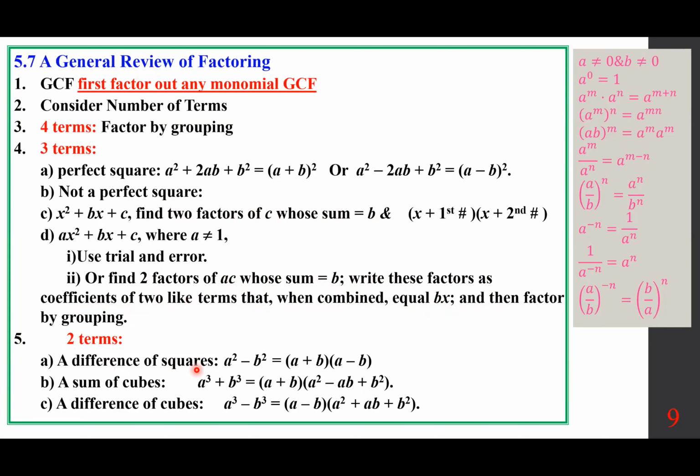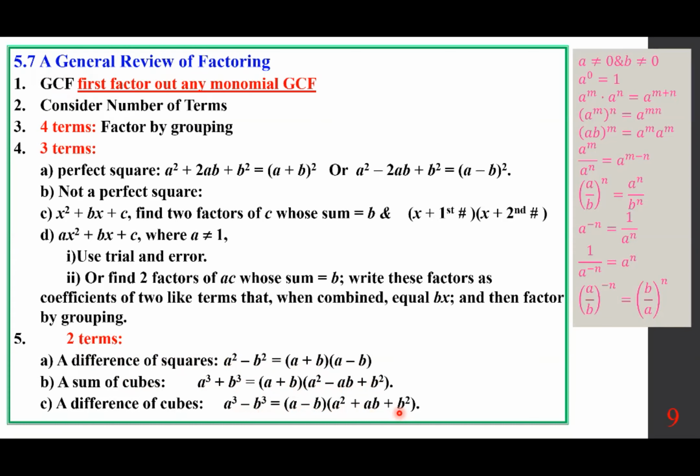Number 5, if we have 2 terms, what happens with 2 terms? Either we can't do it, and remember, we've already taken out the GCF, that is our first step. So after that one is done, either we have a difference of squares, a squared minus b squared is a plus b times a minus b, or a sum of cubes, a cubed plus b cubed is a plus b times a squared minus ab plus b squared. Or a difference of cubes, a cubed minus b cubed is a minus b times a squared plus ab plus b squared. Or it can't be done.